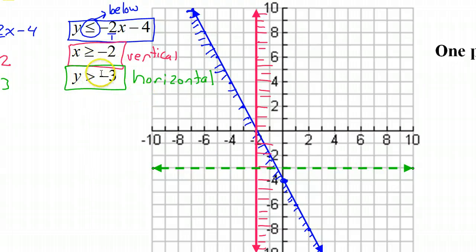Now to make it y is greater than -3, we need to shade. Clearly, this is going to be an above situation. Above. Alright, so we will shade above like this.